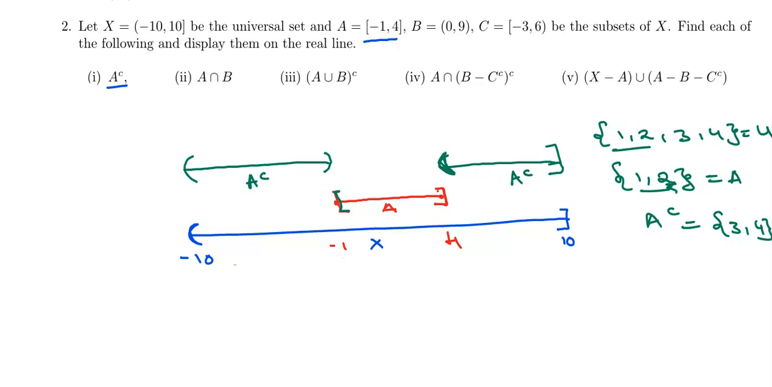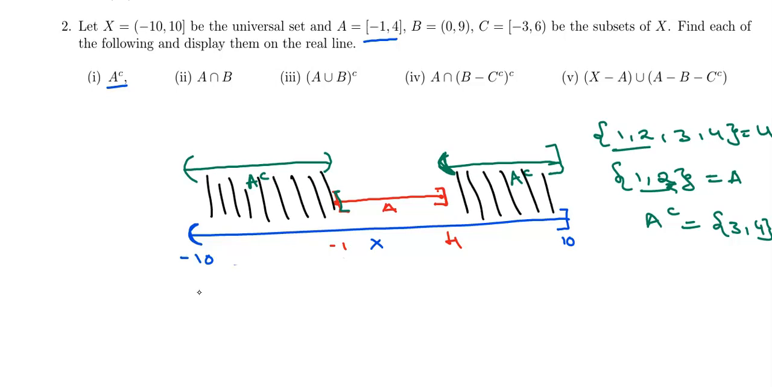You can even shade in different colors so that at least my work may be very clear. Don't attempt that in your exam, to use different colors here. So I'm going to shade A complement from this point. Okay, you shade. This is how you represent this on the real line. Alright, so now, by so doing, we've represented A complement on the real line.